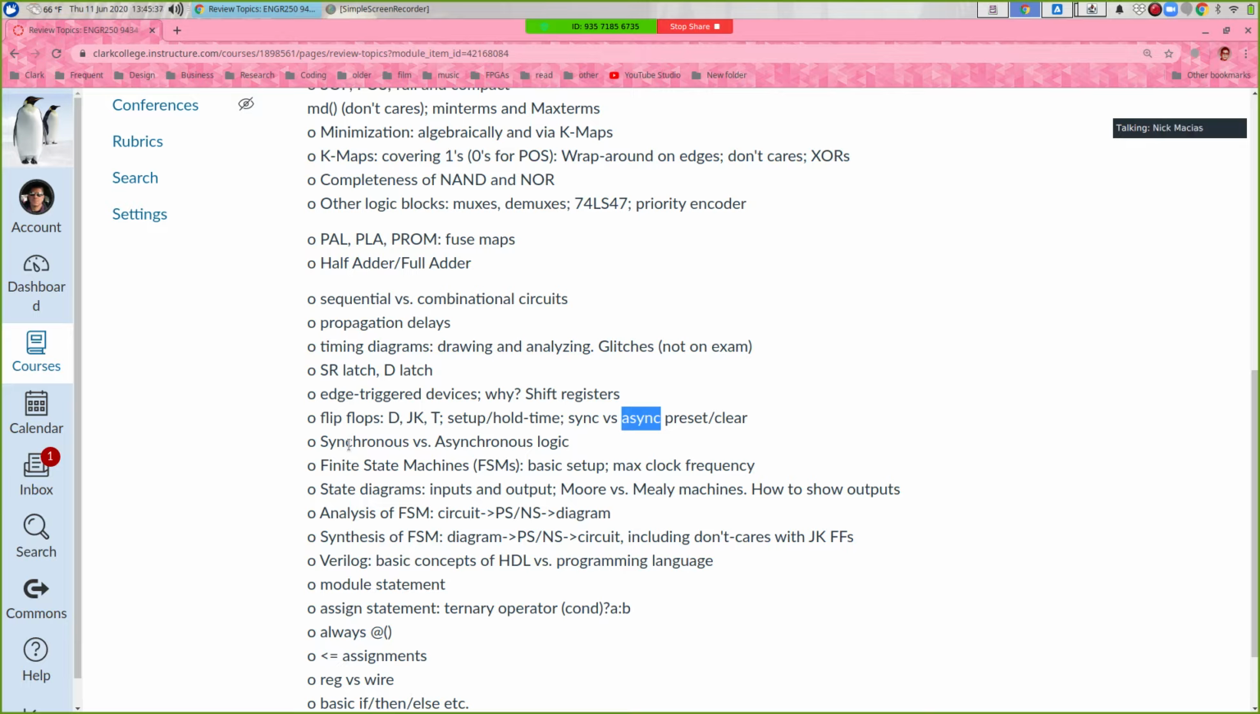If you don't remember the truth table for the JK flip-flop, put it on your note sheets. All right, don't trust memory.